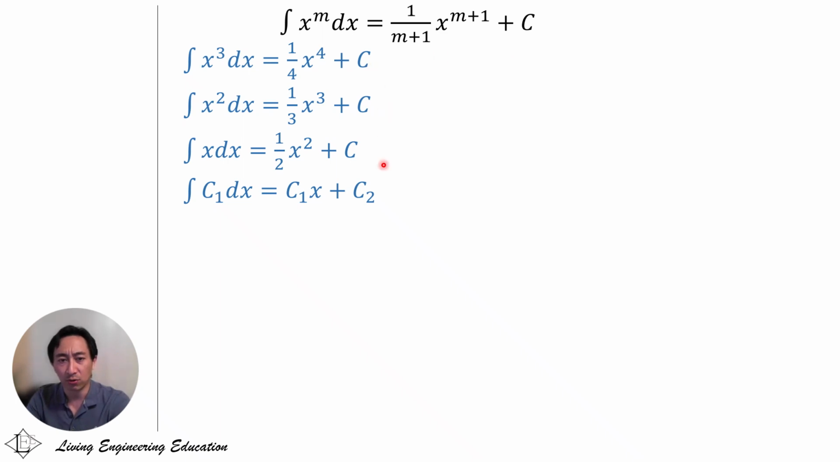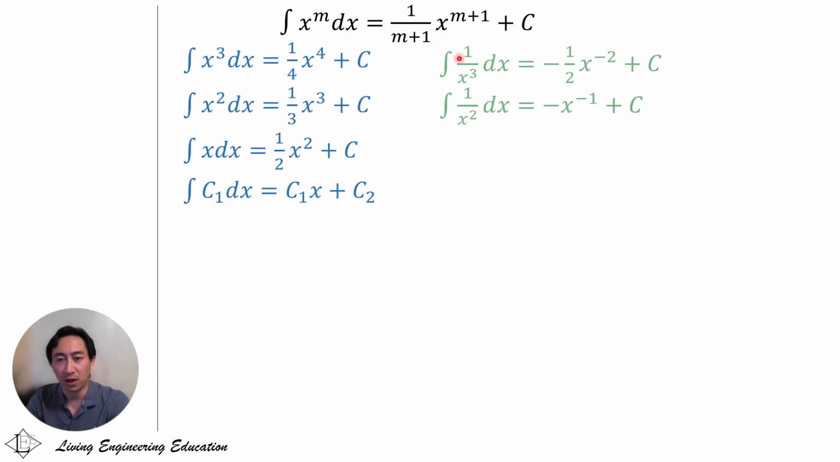We showed in a previous video that the integral of x cubed will give us 1/4 x to the 4th. Integral of x squared gives us 1/3 x cubed. Integral of x, this is an n value equal to 1, will give us 1/2 x squared. Integral of a constant, this is basically x to the 0, right? X to the 0 gives us 1. This will give us a constant times x plus a constant, just applying this equation there.